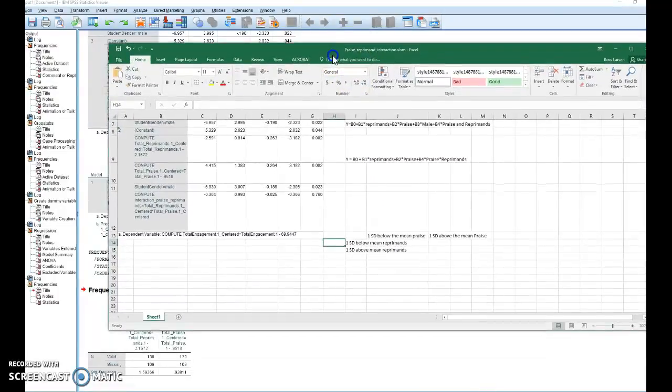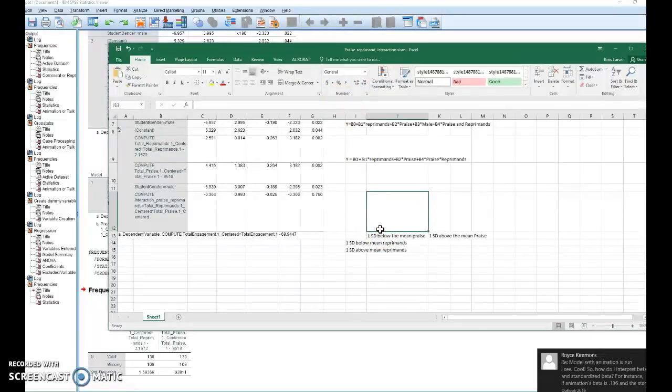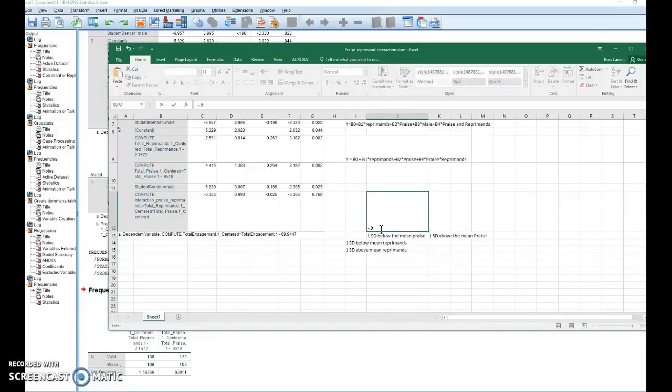So this one here is for praise, so negative 0.93811, and this is going to be positive 0.93811, because again the mean is 0. And here it's going to be negative 1.59266, and then positive 1.59266. Now we just have to do the equation work.